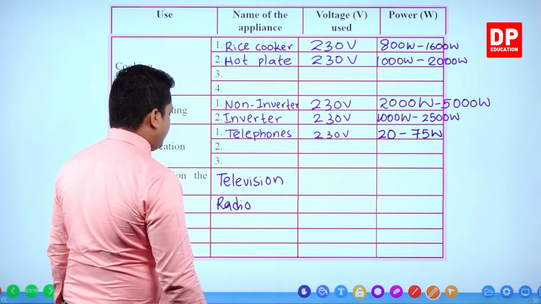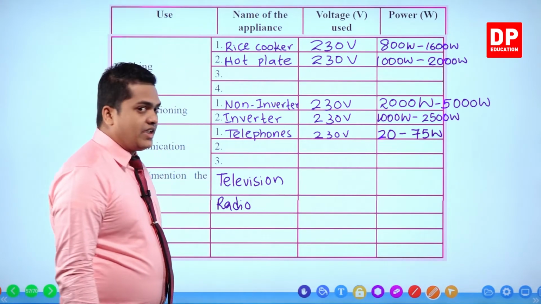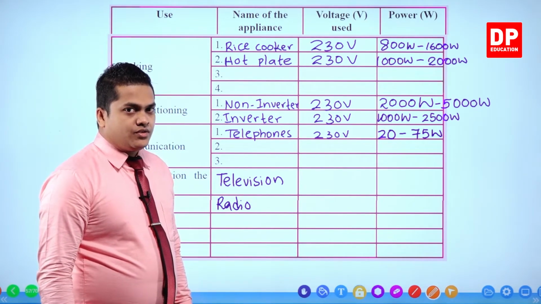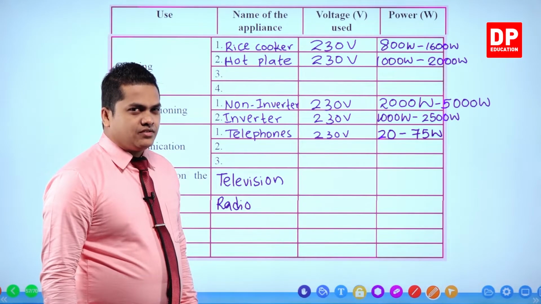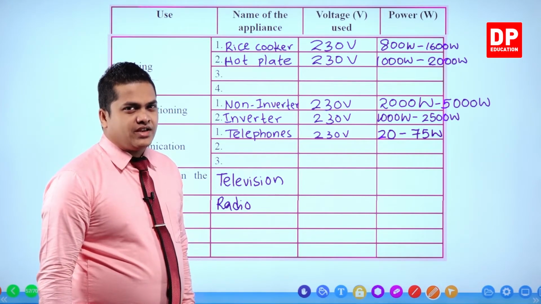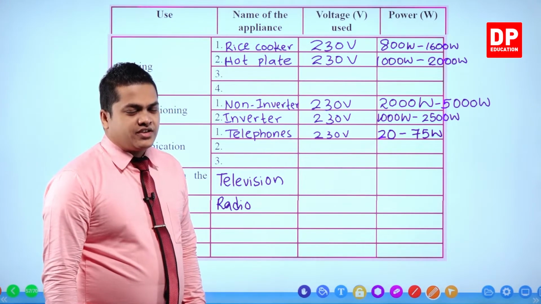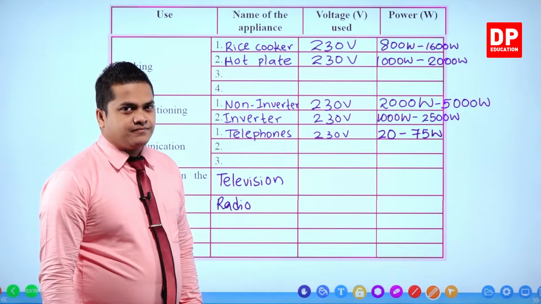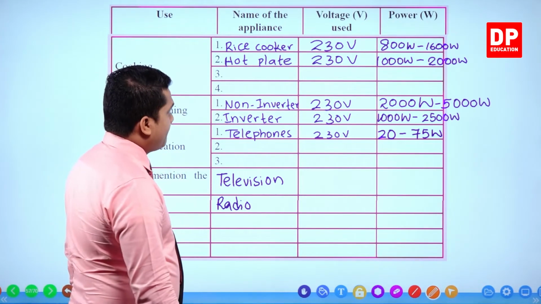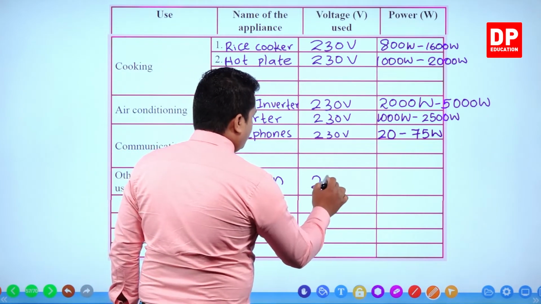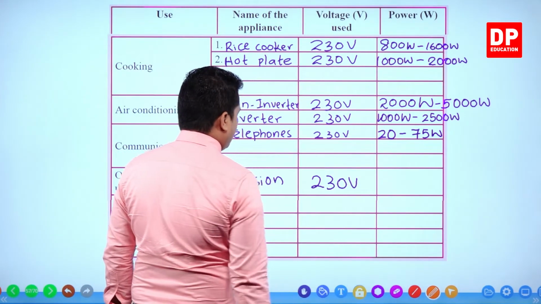So both the television and radio, we use these things for our entertainment, right? It's really simple, so I don't have to write down the use. For entertainment, we use radio and television. Then voltage is, you know, this is 230.